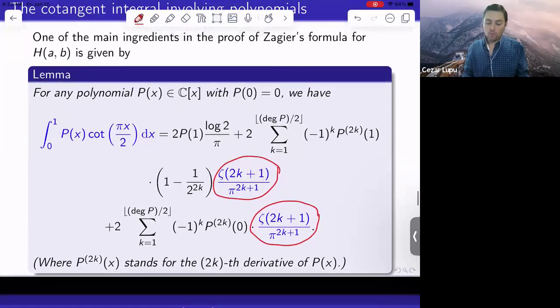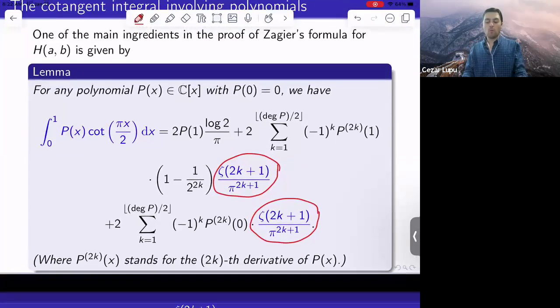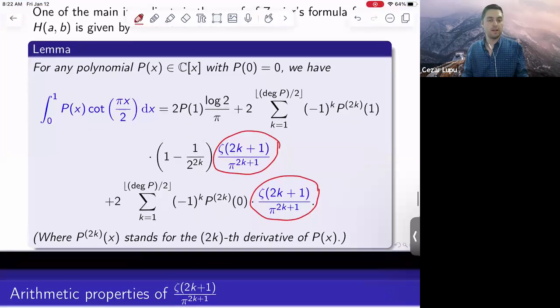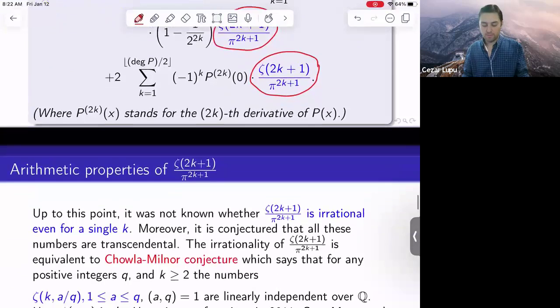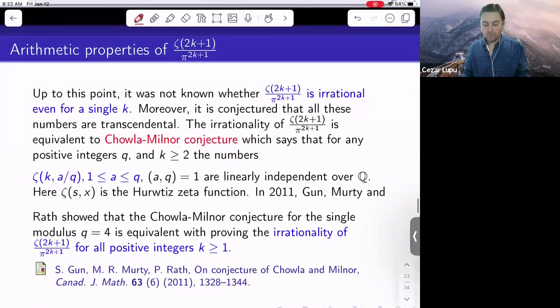Okay, so now we're wondering, starting from this cotangent integral, what kind of properties? So basically from Zagier's formula, what kind of arithmetic properties do we have? And now you'll be surprised. Up to this point it is not known. So we don't know anything about this ratio. We don't know if it's rational even for a single k. We don't know that.